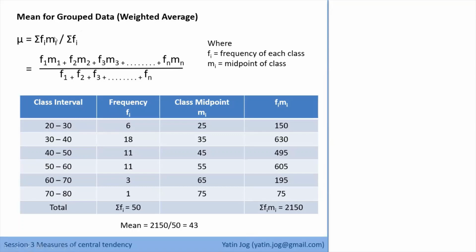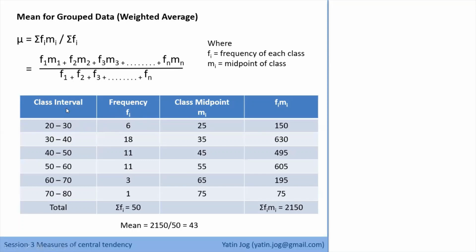Now why do I consider the class midpoint as my observations? If Fi is frequency 6, that means I have 6 observations between 20 and 30, but I don't know which are those 6 observations. So I have to consider some value for them. I'll consider the class midpoint as those 6 observations. So the total of all these 6 observations will be 6 into the class midpoint. That is what the numerator is.